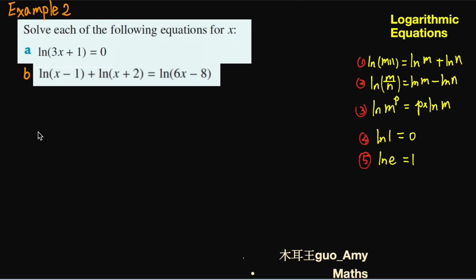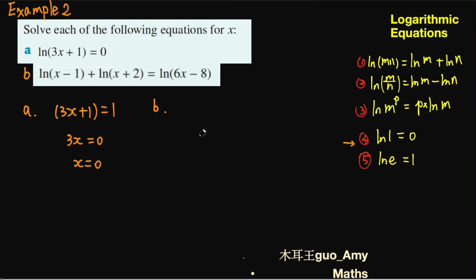Let's move on to example 2. Solve some logarithmic equations. Part A, we have natural log of 3x plus 1, and the result is equal to 0. For this, we can use the first law directly. It tells us the argument 3x plus 1 should be 1. Then simplifying this, we will have 3x equals 0. It means x equals 0.